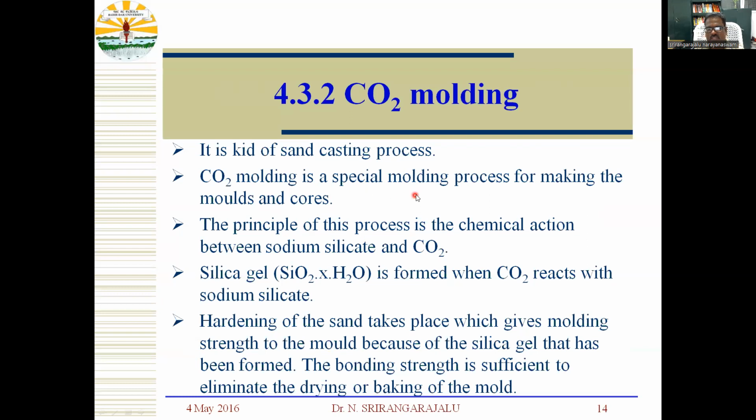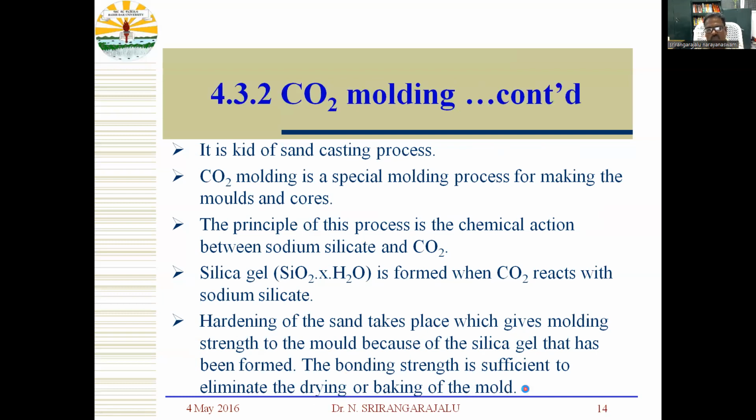CO2 molding is a special molding process for making molds and cores. The principle of this process is the chemical action between sodium silicate and carbon dioxide. Silica gel is formed when carbon dioxide reacts with sodium silicate. Hardening of the sand takes place, which gives strength to the mold because of the silica gel that has been formed. The bonding strength is sufficient to eliminate the drying or baking of the mold.